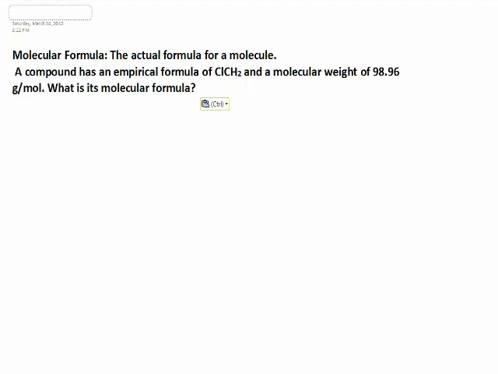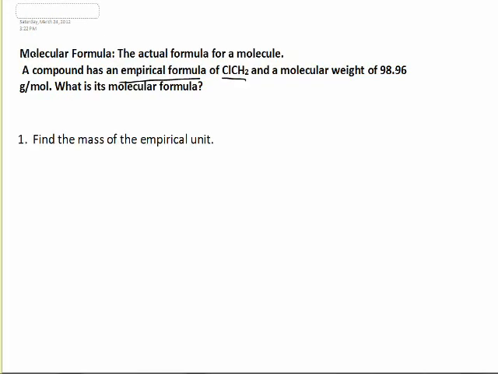Here's a problem. It says a compound has an empirical formula of ClCH2 and a molecular weight of 98.96 grams per mole. What is its molecular formula? When we're finding molecular formulas, what we need to know first off is the empirical formula. And they were nice enough to give us our empirical formula. So the first thing we're going to do is find the mass of the empirical unit.